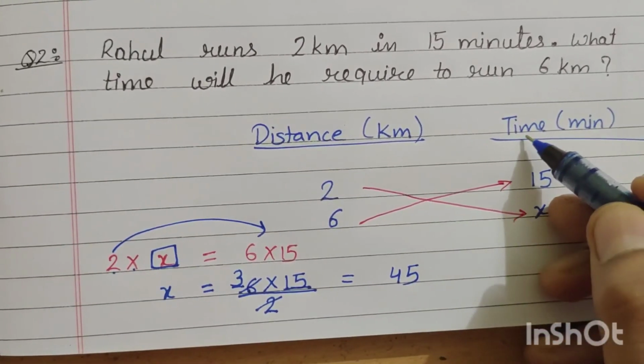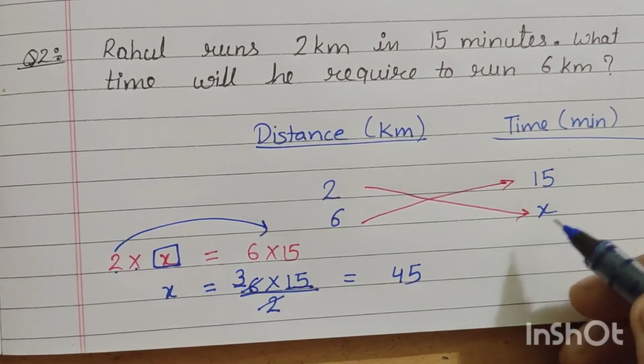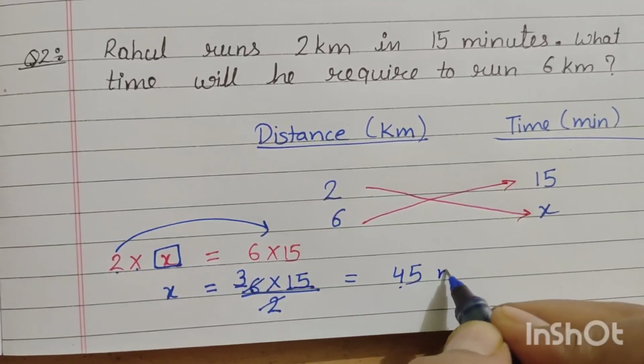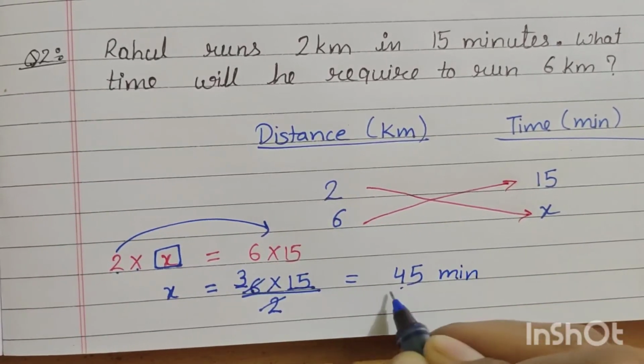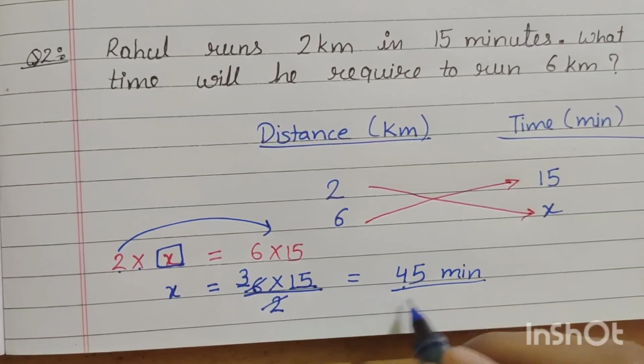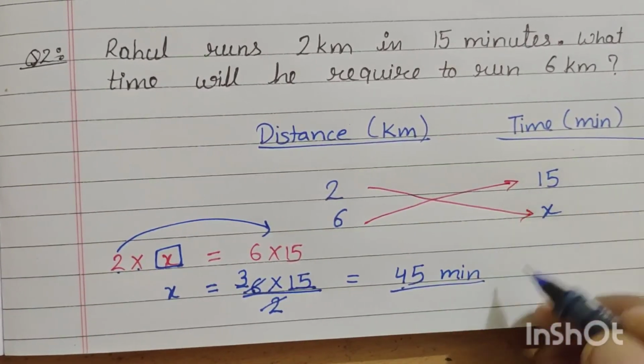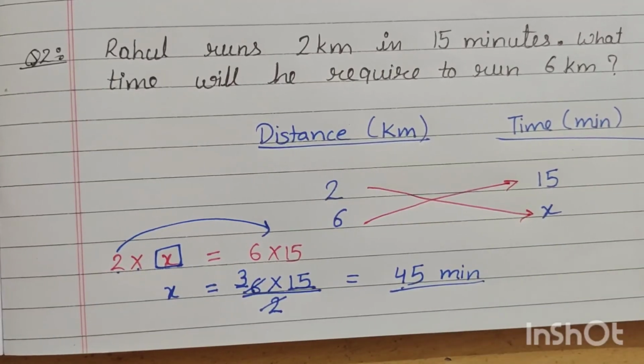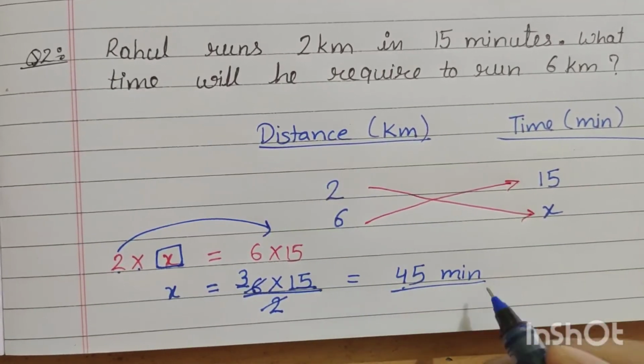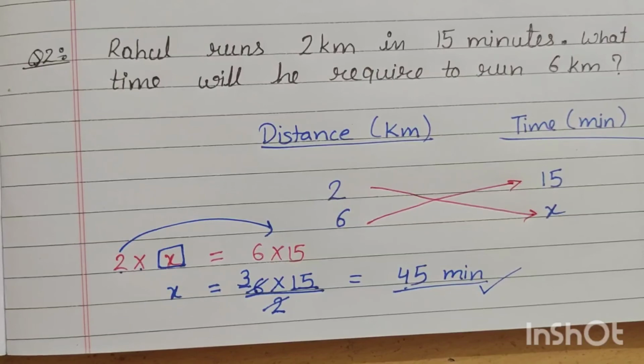Okay, now it is time in minutes, so it must be 45 minutes. Remember you have to write the unit also. Okay, सिर्फ खाली 45 नहीं लिखना है, you have to write the unit also. So it is 45 minutes. So Rahul covers 6 kilometers in 45 minutes.